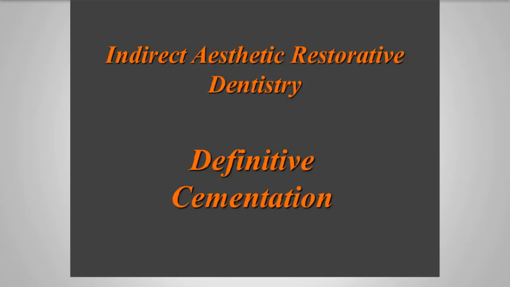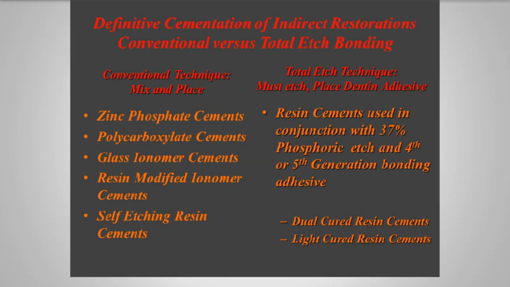So let's move on now to definitive cementation. I want to talk about a couple of different materials in the realm of definitive cements. You see, we basically have two different categories of cements when we're looking at definitive cementation. I call category one conventional cements, where we mix, place in the restoration, and seat the restoration.